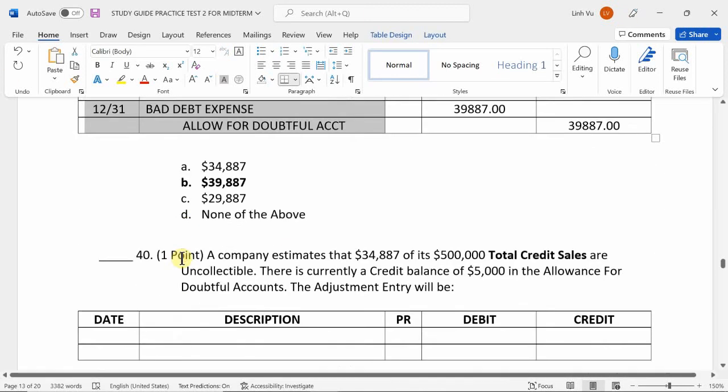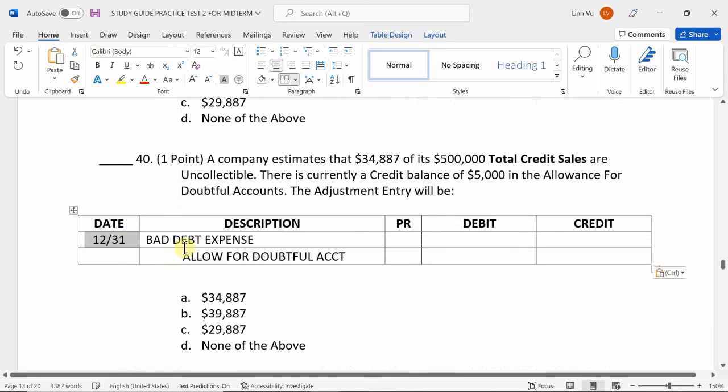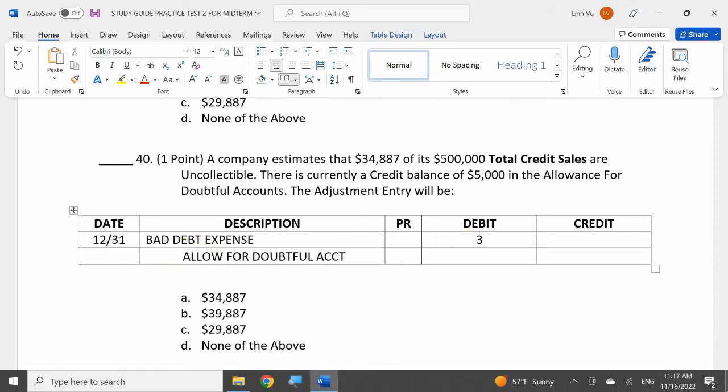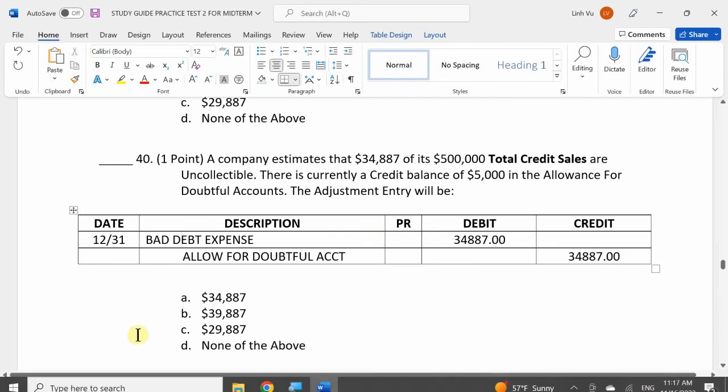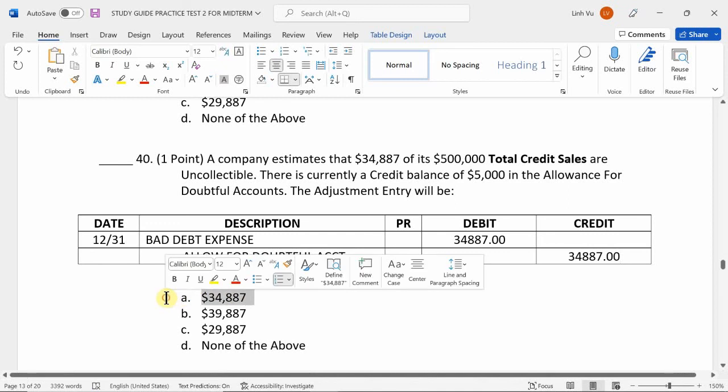Okay, so in this case, this is for the 34,887, right? Because we're using the income statement method. So therefore, 34,887 is letter A.